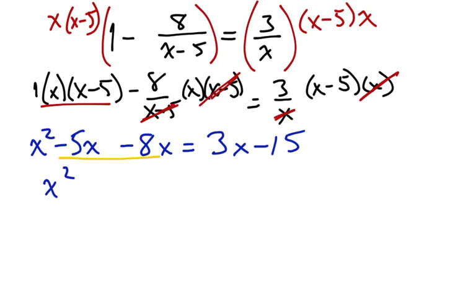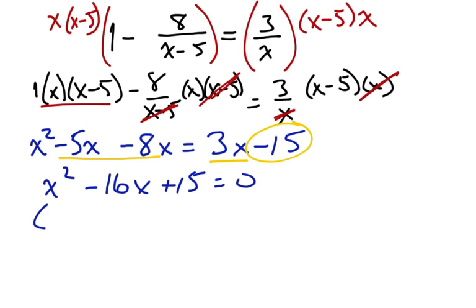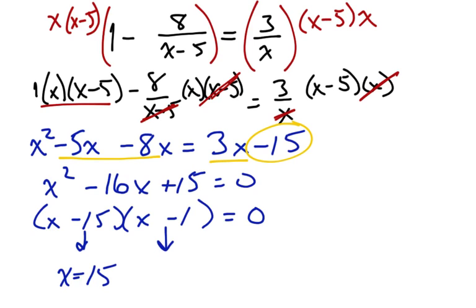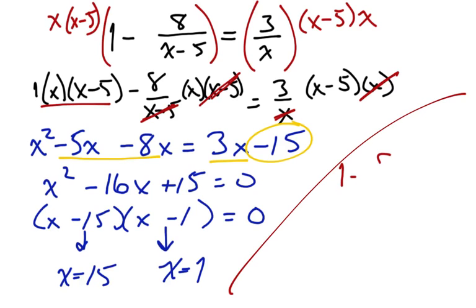Alright, so let's check it out. That makes negative 13, and we're going to subtract 3, so we'll end up with negative 16x. For this one, we have to add 15 to get to the other side, and then we'll have it all equal to 0. Now we can factor this, and we'll go minus 15 minus 1, giving us our two solutions here of x equals 15 and x equals 1.